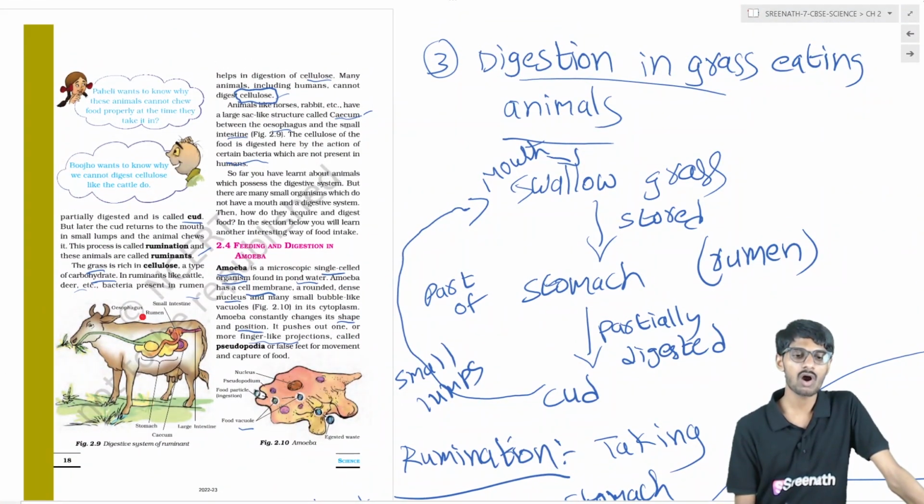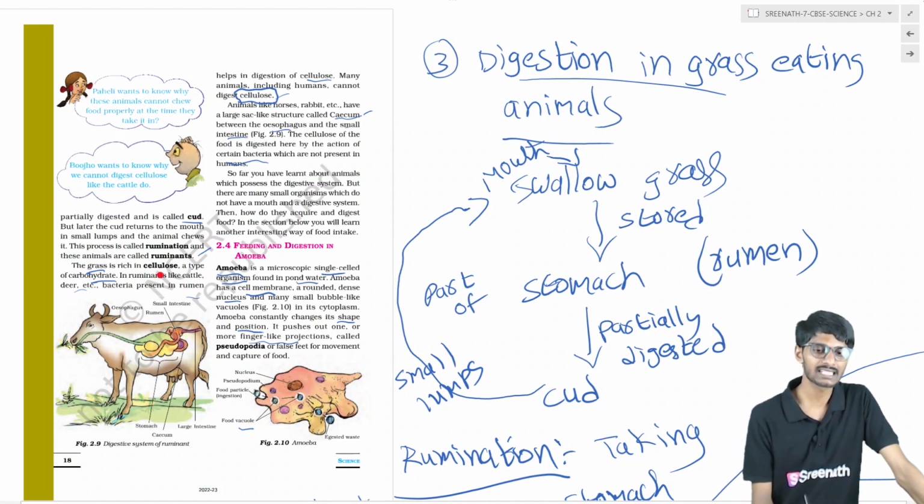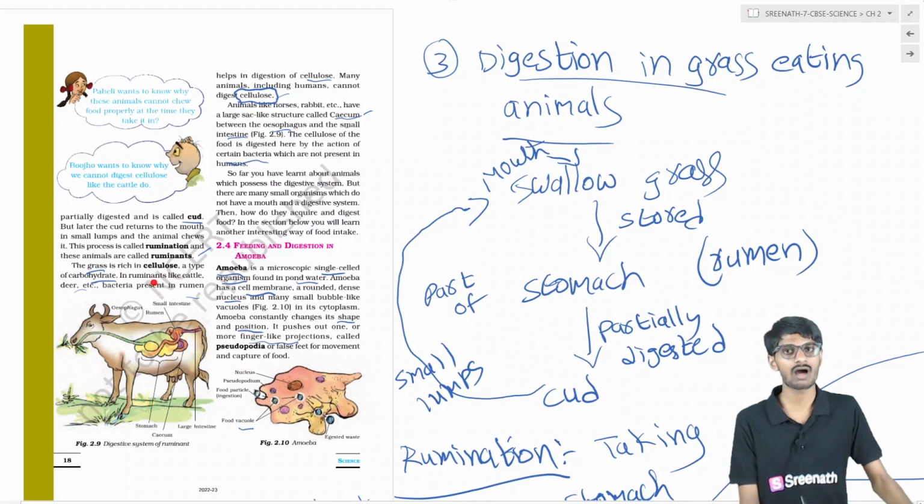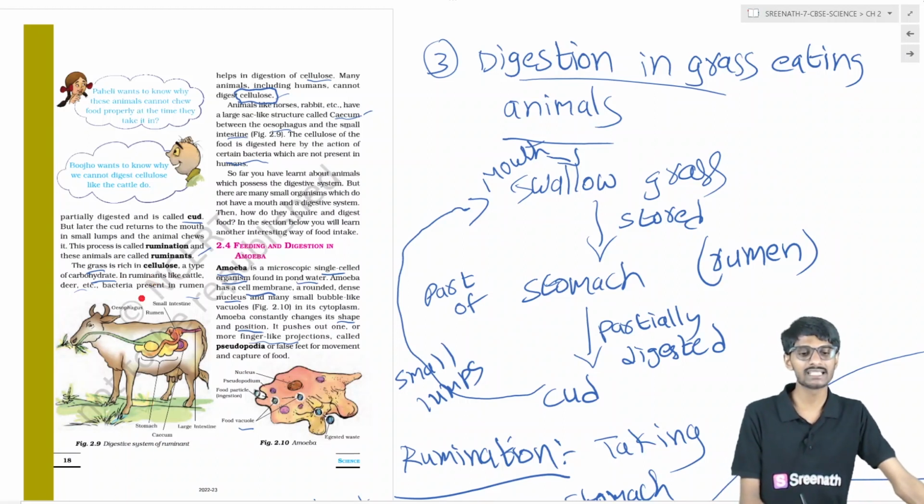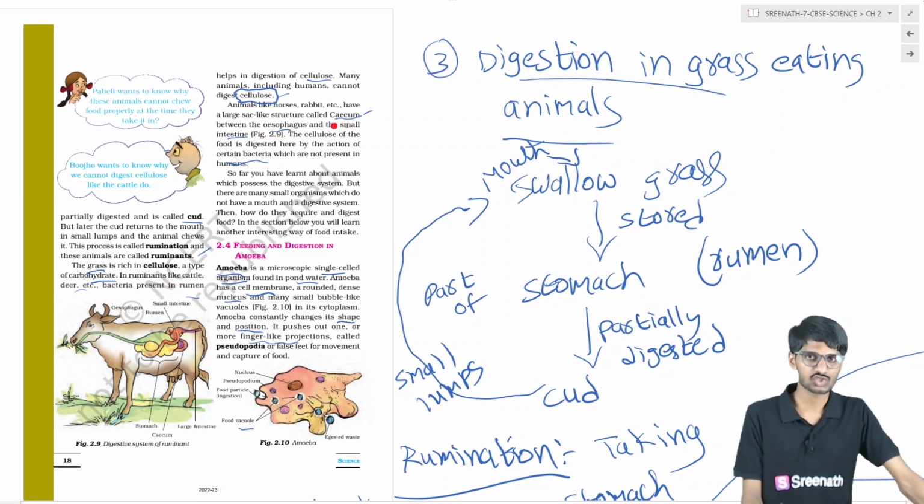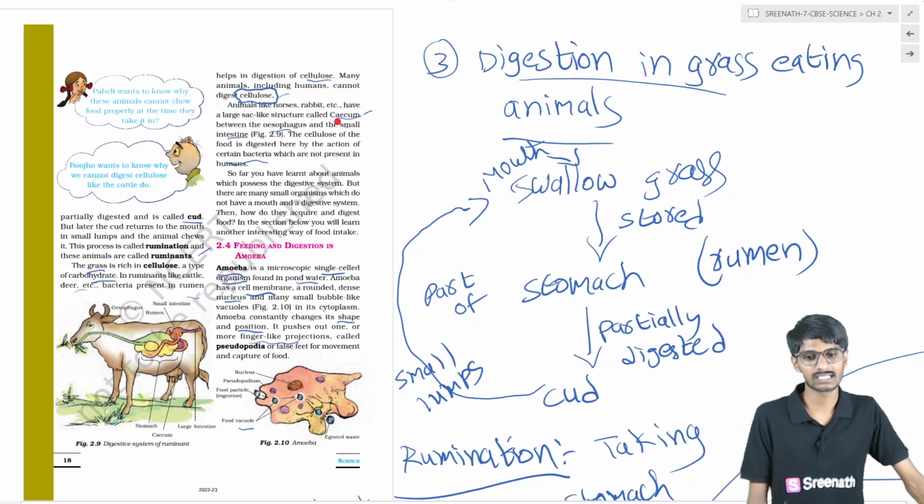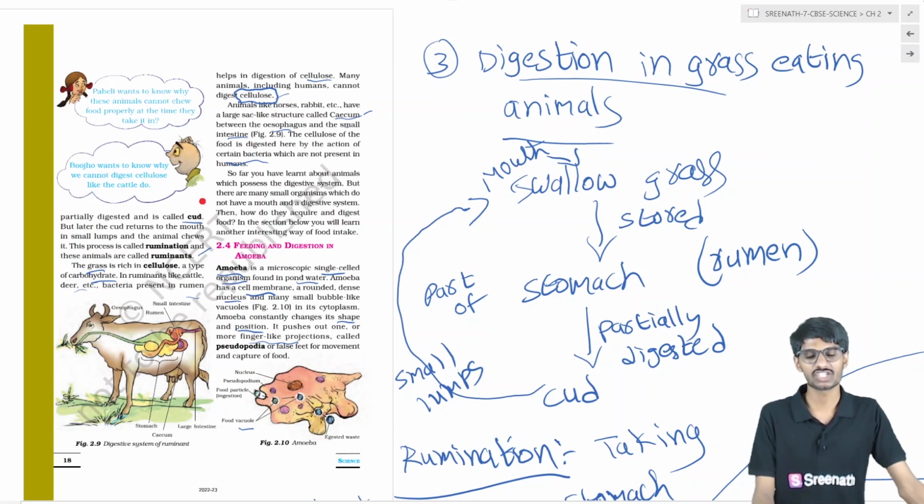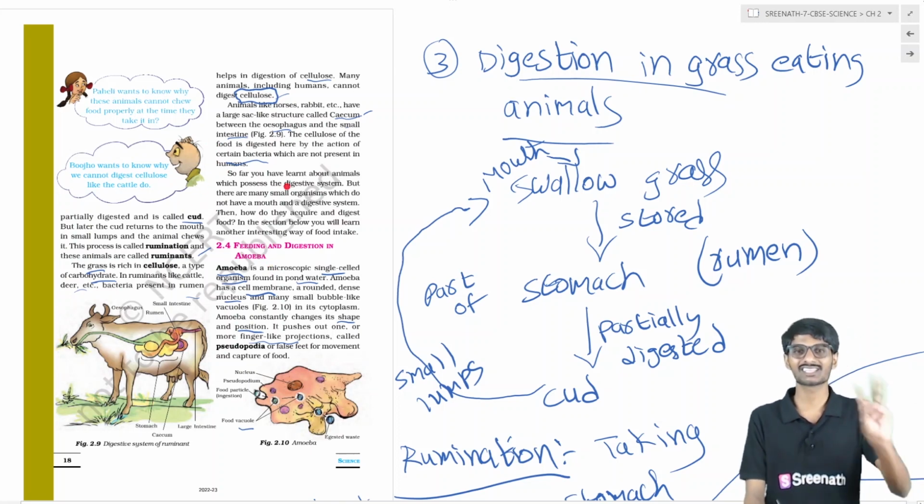Why is this happening? Grass contains cellulose, which animals and even human beings cannot digest, so we need some special bacteria in the rumen to digest it. Some animals have an extra organ, the caecum, which is a large sac-like structure. In the caecum there are bacteria which digest the cellulose. In this way food is digested in grass eating animals. So I have completed the third topic also.